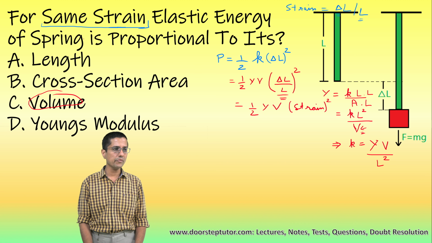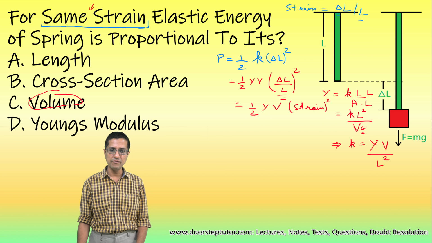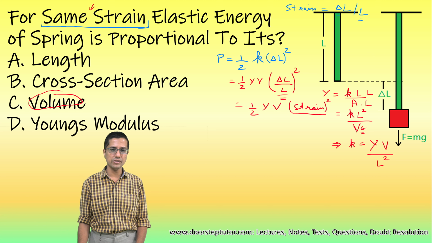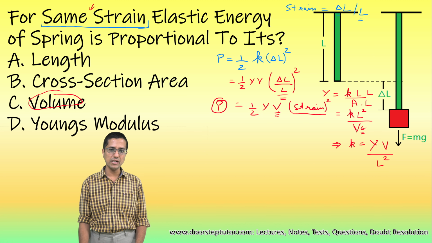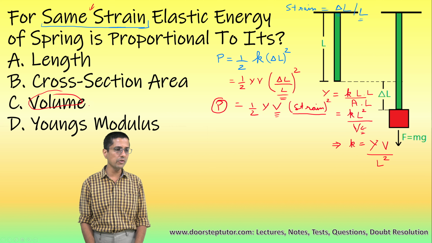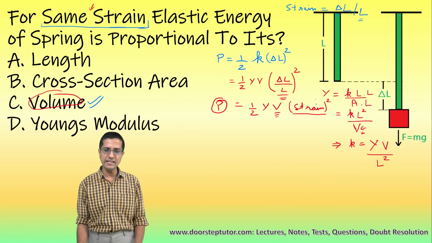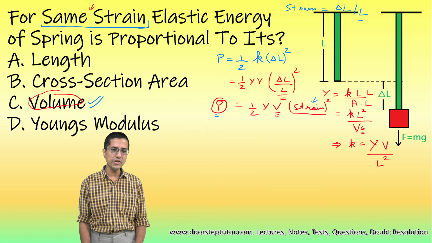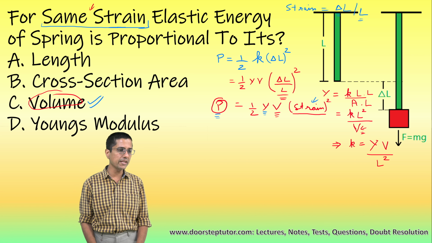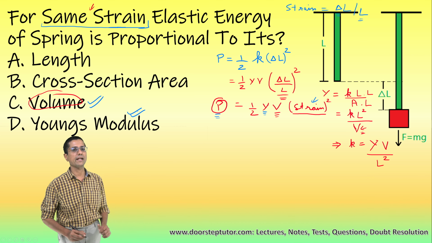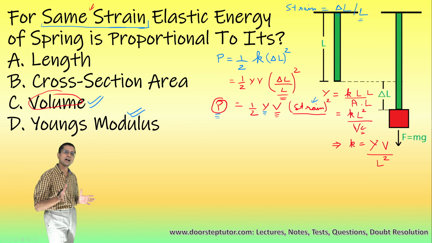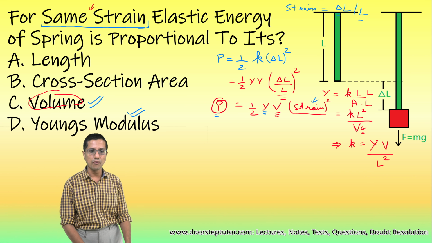Now what the question is saying is that for the same strain, which means that this is constant, as long as the strain is constant, my potential energy would change directly proportional to the volume. So volume of course becomes the correct answer. Second thing is that if strain is constant, then my potential energy is also proportional to my Young's modulus. So this is also correct. Both C and D are actually the correct answer.